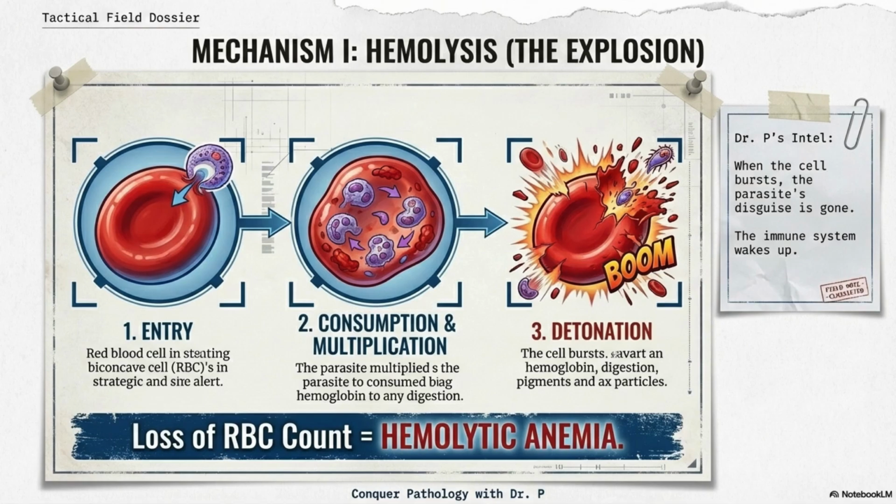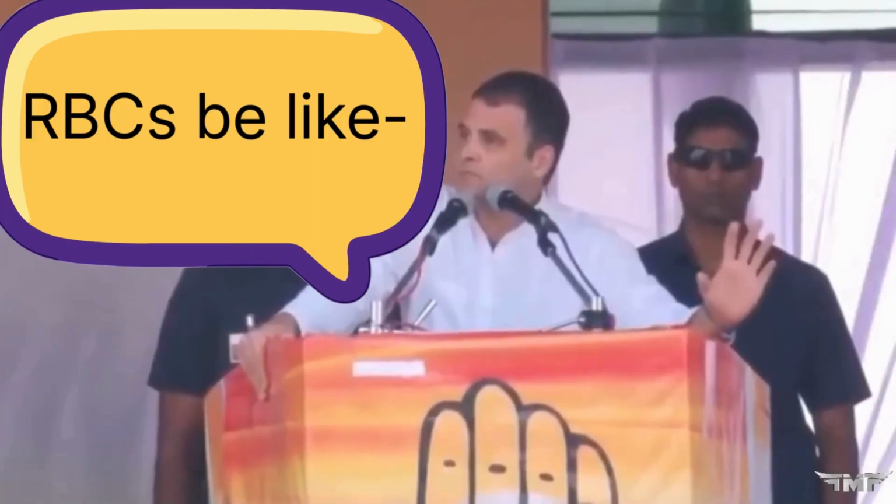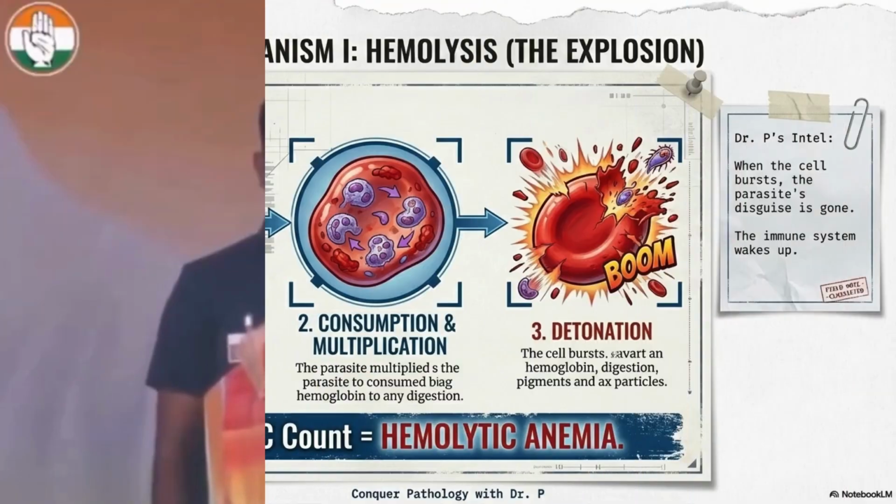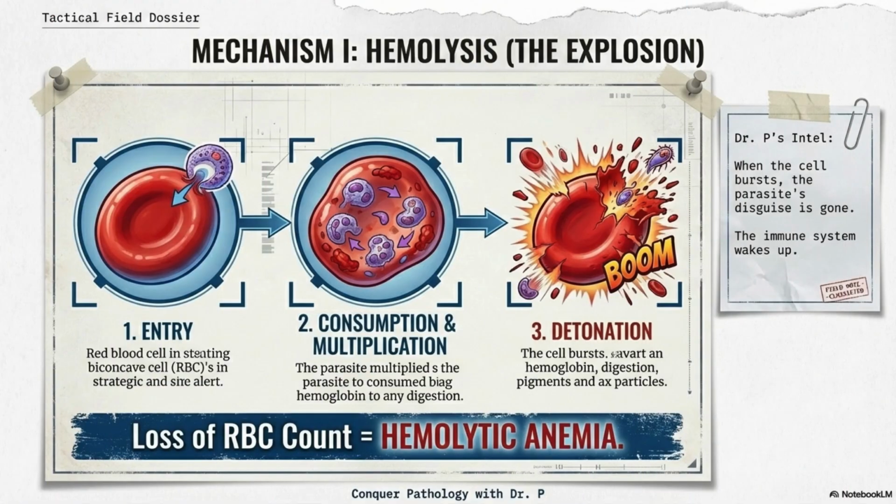First there is entry. The parasite enters the RBC. Consumption, it eats the hemoglobin and multiplies. Then detonation. Boom, the cell bursts. The parasite eats the hemoglobin and the pressure builds up for the RBC. It is like bye-bye, goodbye. It releases hemoglobin, digestion pigments and toxins. Loss of RBC count leads to hemolytic anemia. And crucially, when the cell bursts, the parasite's disguise is gone, the immune system wakes up.